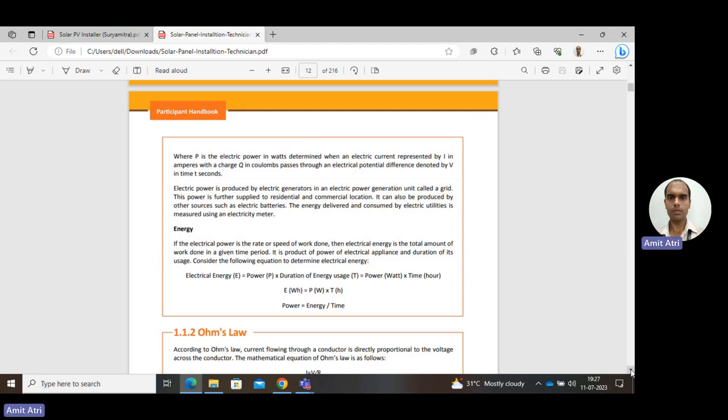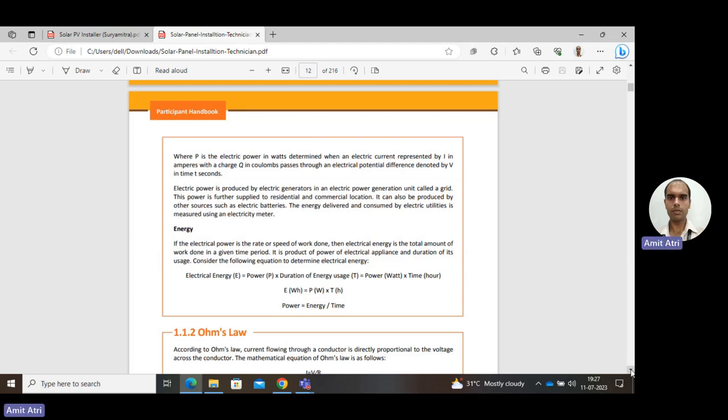A generator is not the only source to produce electricity. Other sources are used, like the battery. How much energy is delivered and consumed by the load? A load could be our house itself, where electricity is being consumed. It can be measured using an energy meter, the same energy meter installed near the load centers, like the meter installed at our household.